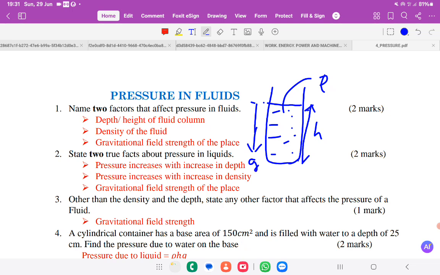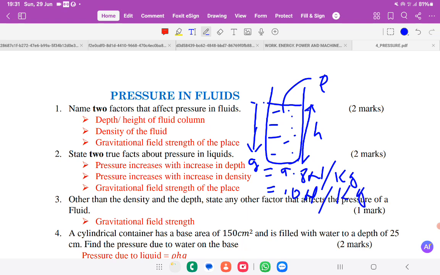Okay, so the factors that affect liquid pressure are essentially depth or the height of the liquid column, h, its density, rho, as well as the gravitational field strength of the place, in this case the Earth. On the Earth, the value of g is taken to be 9.8 newtons per kilogram, or sometimes 10 newtons per kilogram.